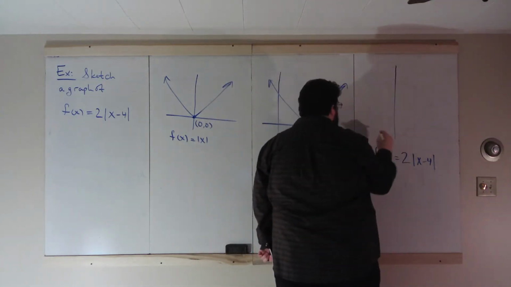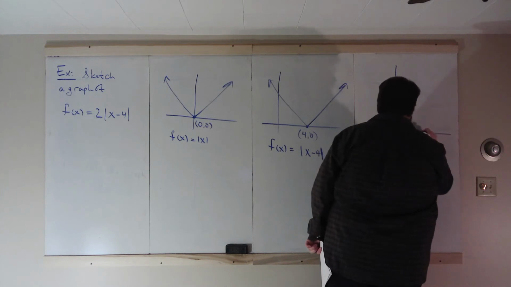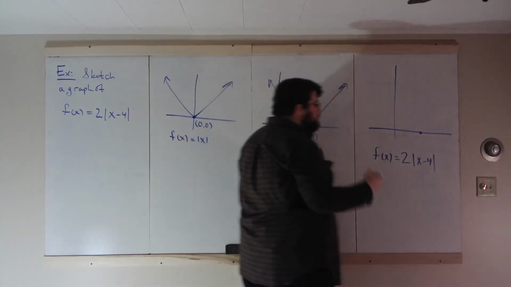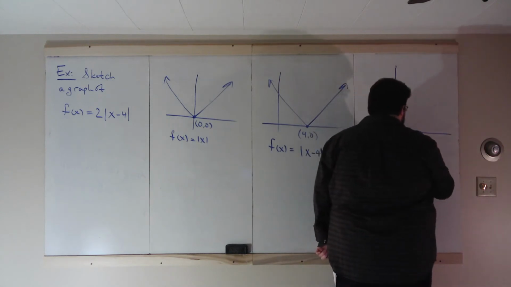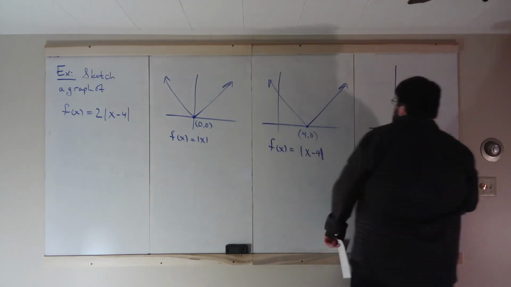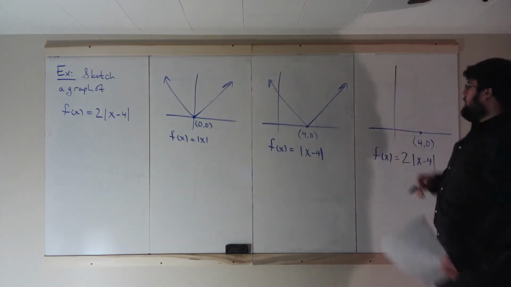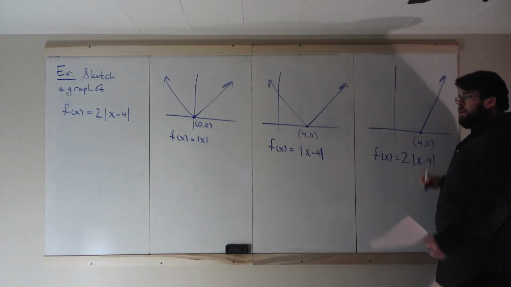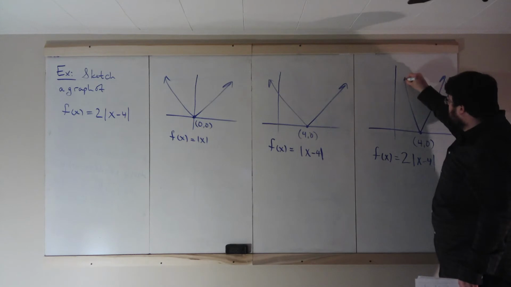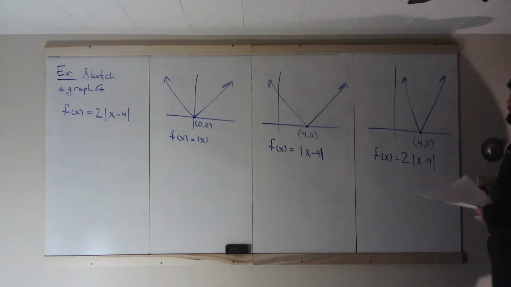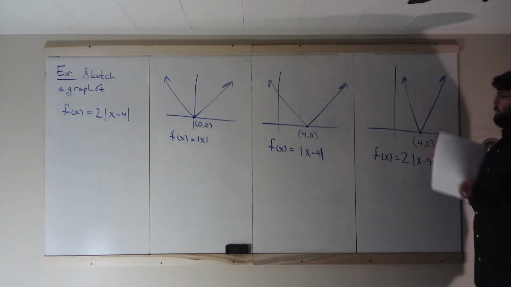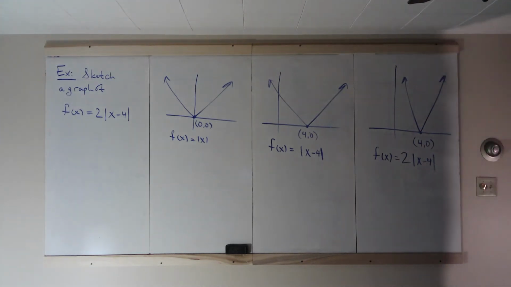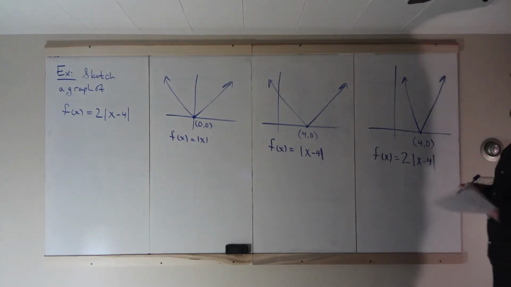And when that happens on all of the points, it's still going to start at that point 4, 0, because 2 times 0 is 0. But all of these points go higher. Starting at this point, what that looks like is the graph getting narrower. So right here, this is a more pinched in V, I guess you could say. And we have our function.